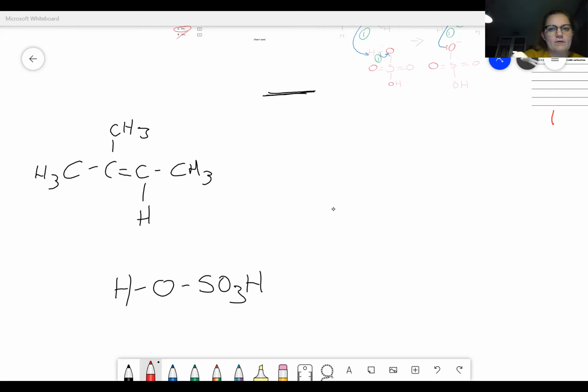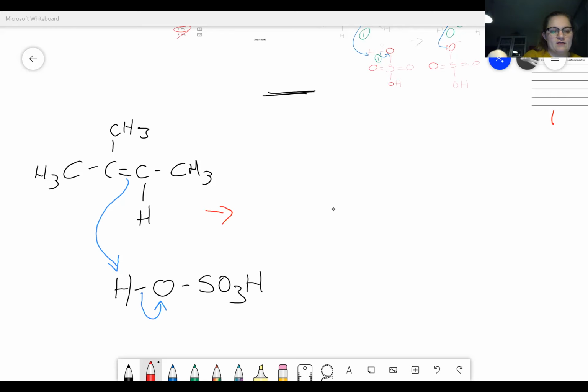What is going to happen? I'm going to do this in a different color pen so we can see it nicely. That pi bond is going to break. The electrons from the pi bond are going to be attracted to our hydrogen here. The bond between the hydrogen and the oxygen is going to break, and that electron is going to go to the oxygen. I'm going to probably run out of space very quickly. Then we go to the next stage.